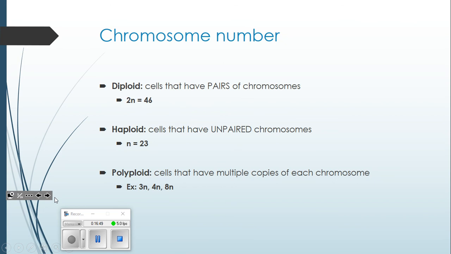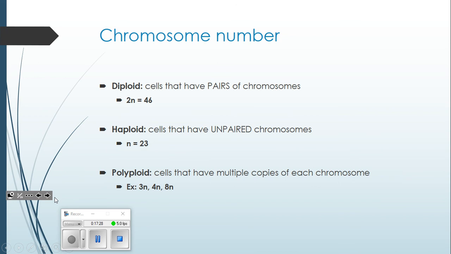So, most of the cells in your body are diploid. They have 46 chromosomes. Some cells, however, in your body will be haploid. Now, haploid doesn't sound like one of those prefixes you would have used in chemistry, but it does kind of sound like the word half if you just say it quickly. Haploid cells are cells that have unpaired chromosomes. So instead of having 2 of each chromosome, there's only 1. They're like half of a diploid cell.